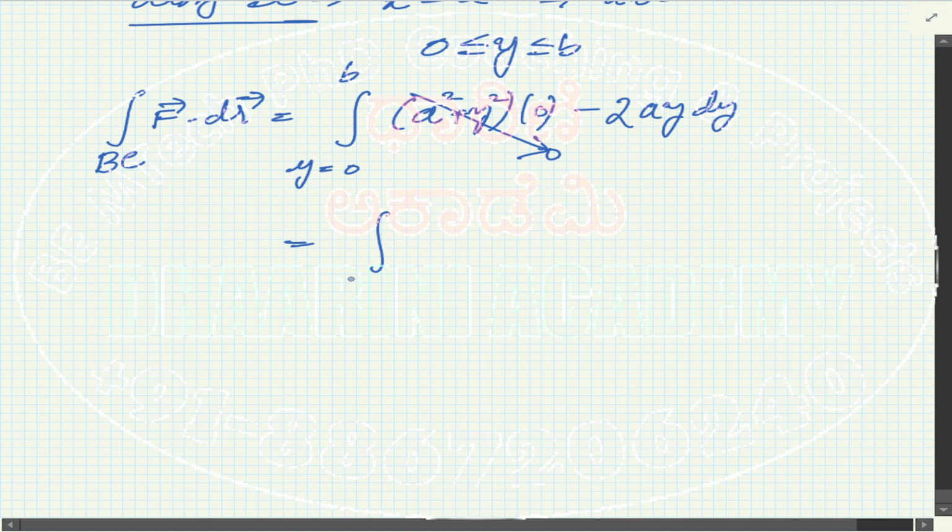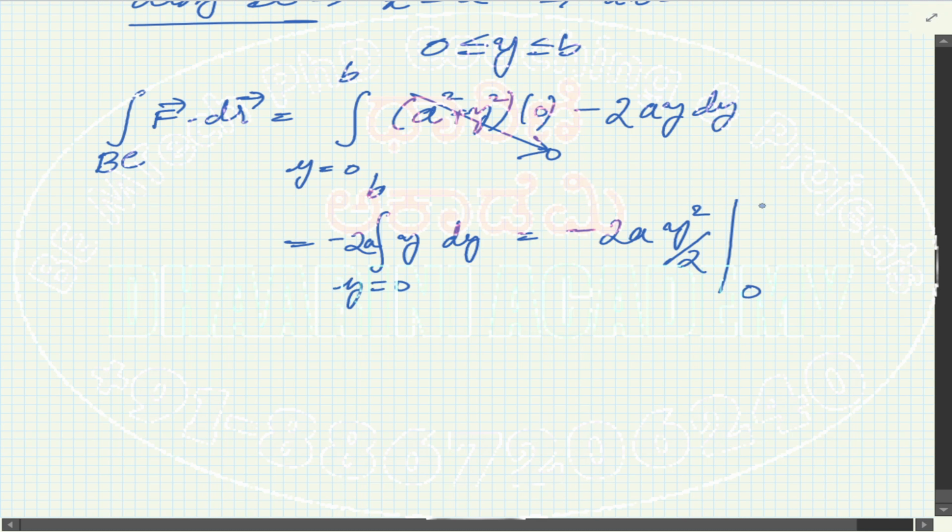So this is y going from 0 to b. It is minus 2, I'll write minus 2a outside. It's simply y dy. So this is minus 2a y square by 2, from 0 to b. So 2 cancels, the answer becomes equal to minus a b square. So second part is done.